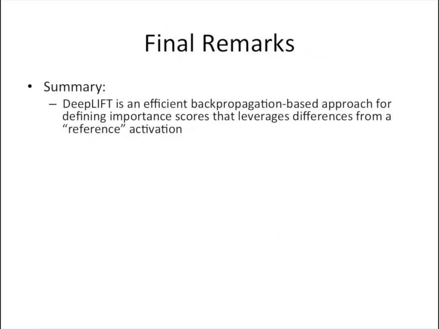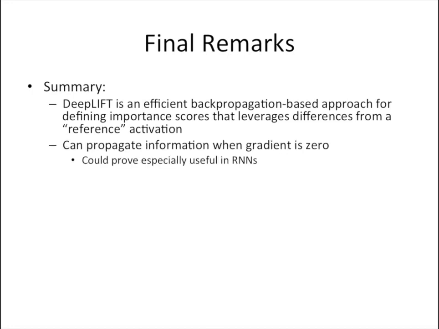So that concludes this video series. Thank you for watching. To summarize, DeepLIFT is an efficient backpropagation-based approach for defining importance scores that leverages differences in the activations of neurons from their reference activations. Because of this, it can propagate importance even when the gradient is zero, which could prove especially useful for RNNs where gating neurons will often saturate and thus have gradients near zero.